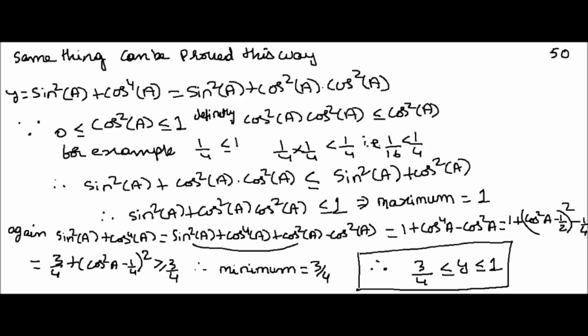Now substitute these values into the original equation, that is 1 minus cos square a times 1 minus cos square a. Cos square a is nothing but 1 plus cos 2a by 2, and 1 minus cos square a is nothing but 1 minus cos 2a by 2. Substituting both of them in the original equation, we have 1 minus cos 2a by 2 multiplied by 1 plus cos 2a by 2. So doing some calculation, we end up with the result.